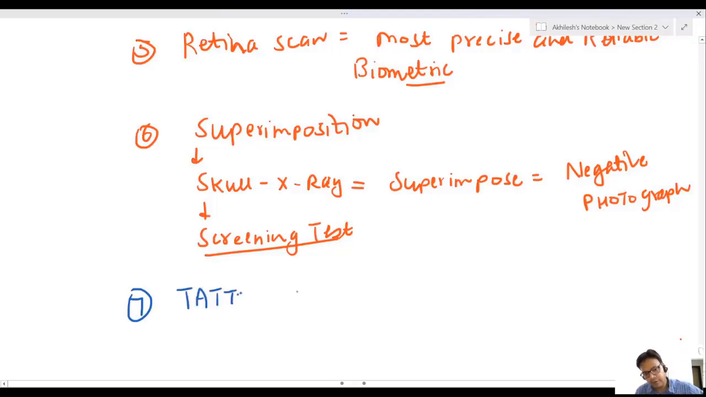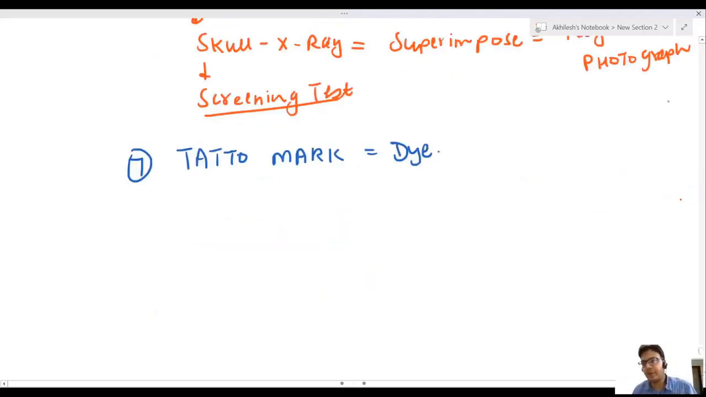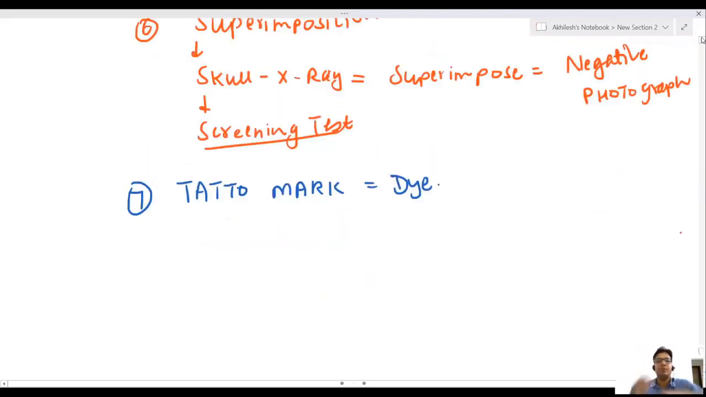Tattoo marks are also a very important identification method. We use many dyes for tattoo marks. Whatever dye we use for a tattoo mark, this dye goes to the lymph node level.